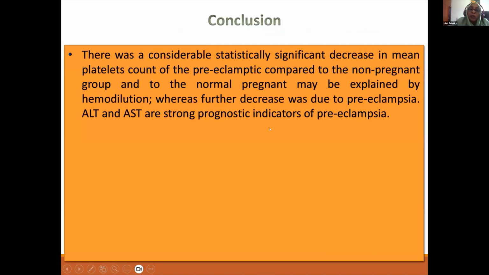So our conclusion: there was a considerable statistically significant decrease in mean platelet count of the preeclamptic compared to the non-pregnant group and to the normal pregnant. And this can be explained by the hemodilution. As we know, in pregnancy, hemodilution occurs. But the further drop between the normal pregnant and the preeclamptic platelet count can be explained by the pathology which occurs due to preeclampsia, and that may be related to increased coagulation, which can lead to acceleration of consumption of the platelet count in the preeclamptic cases.